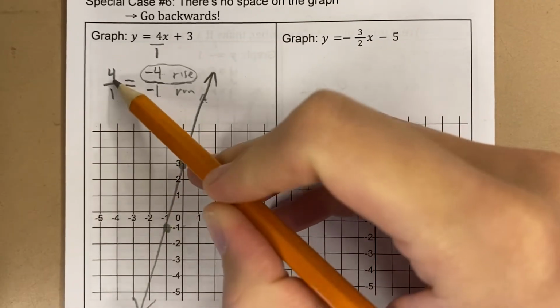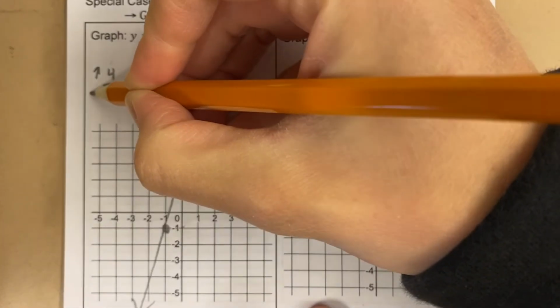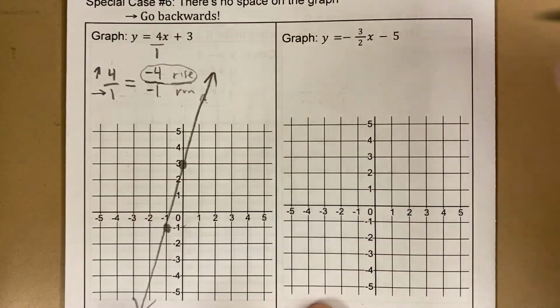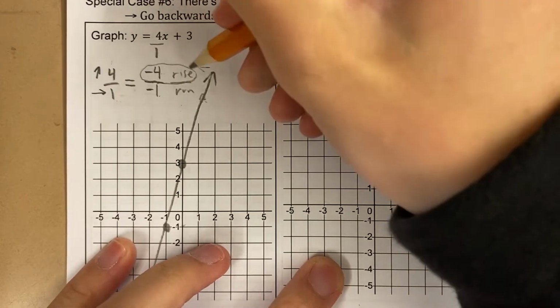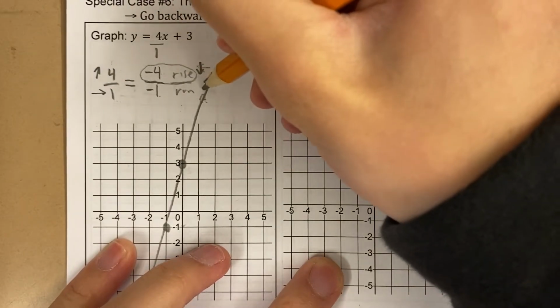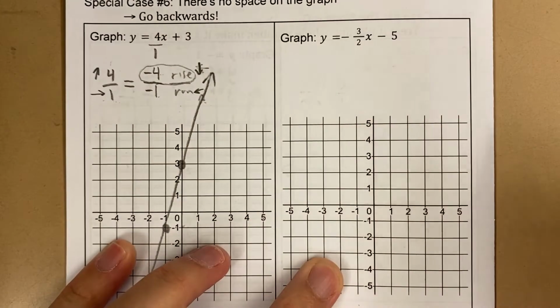Okay, so notice what I did. I was going to go up 4 and right 1, and I did exactly the opposite. I went down 4 and left 1. Okay, instead of up, I went down. Instead of right, I went left. I did both things backwards.